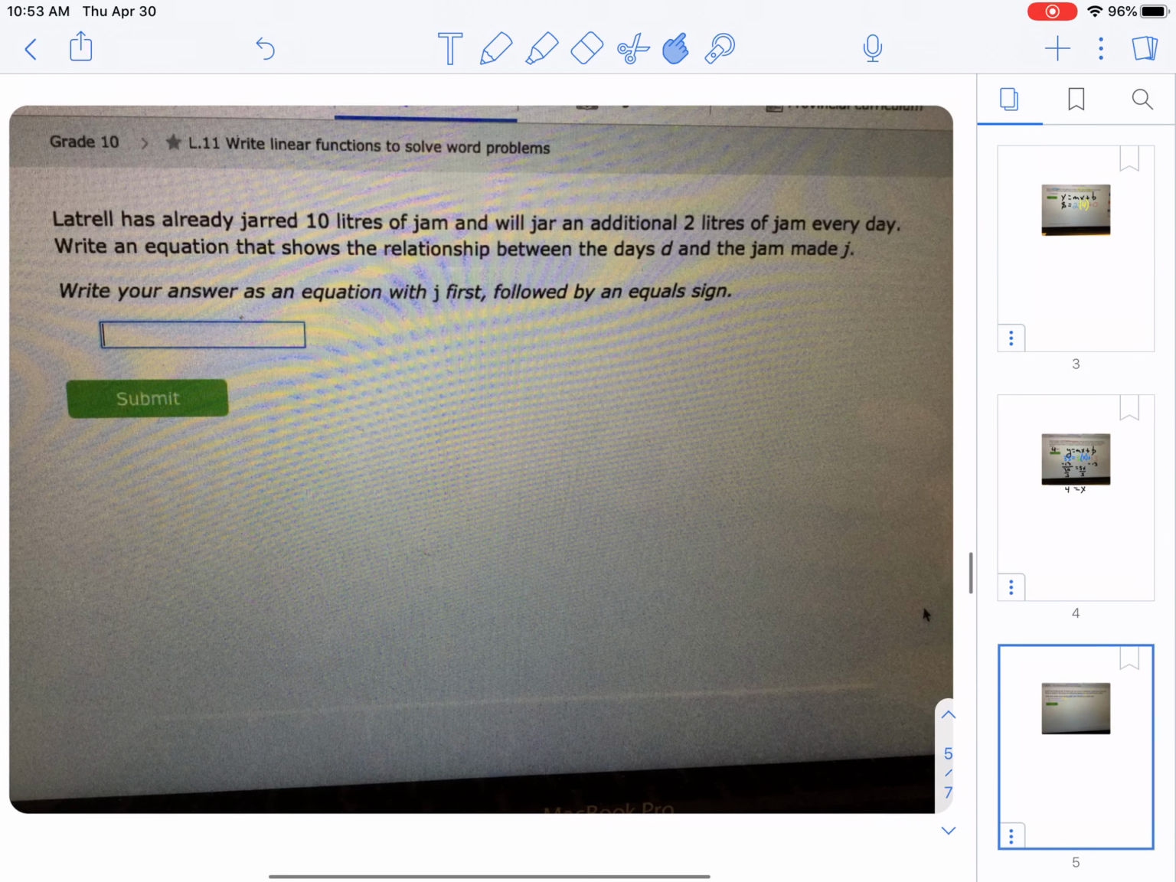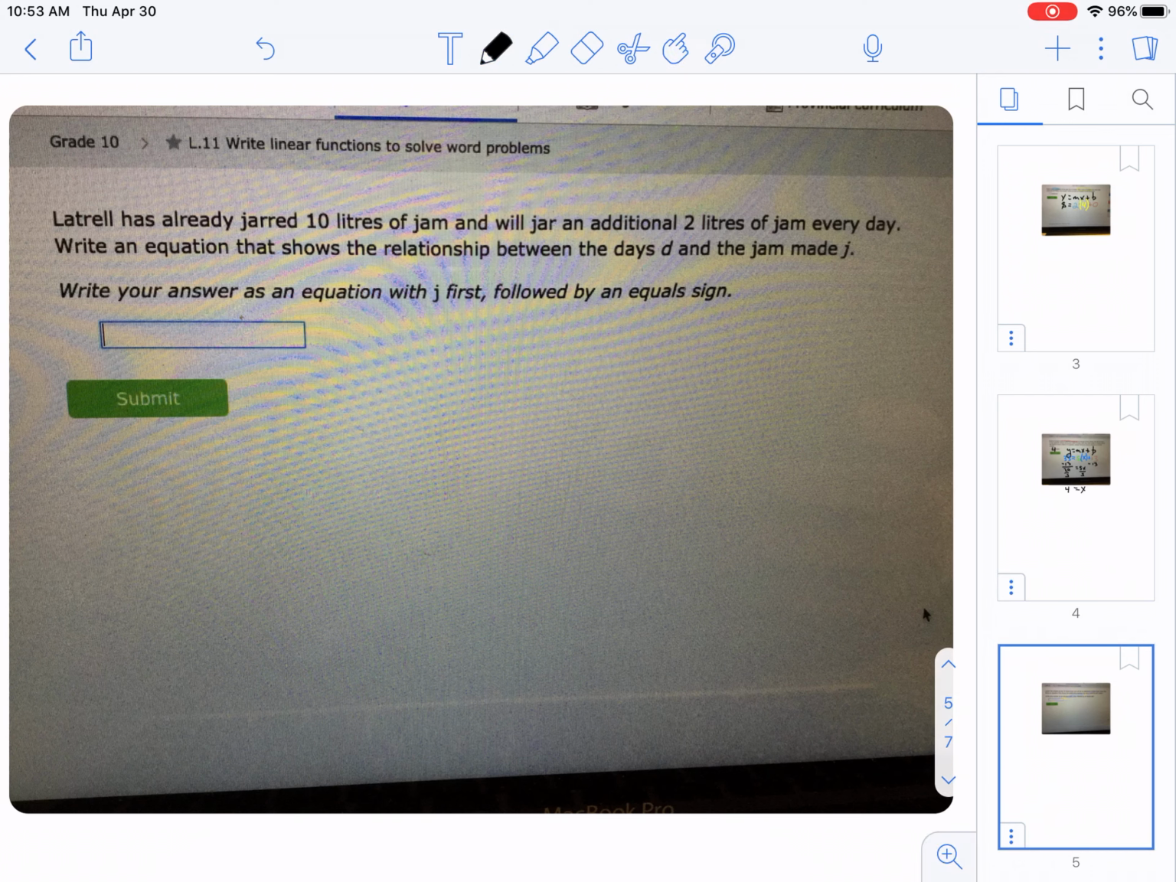Okay, the next question is Latrell has already jarred 10 liters of jam. So jarring is when you put jam inside of jars. And jam is something you might put on your toast. It's kind of fruit mixed with sugar. And it says Latrell has already jarred 10 liters of jam and will jar an additional 2 liters of jam every day. Write an equation that shows the relationship between the days and the jam made.